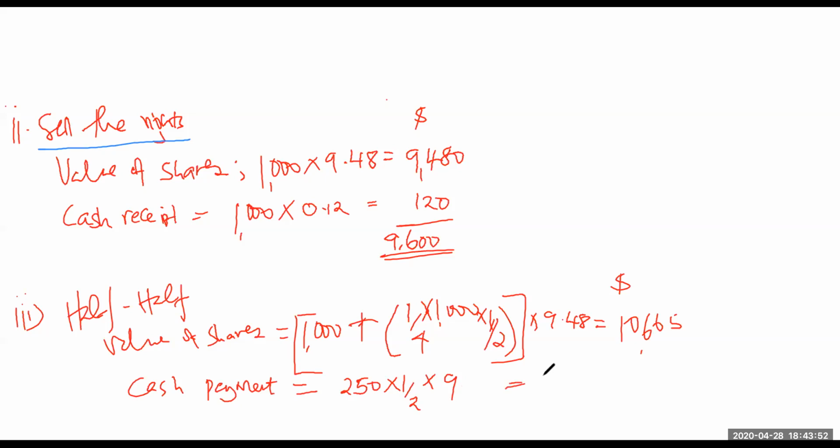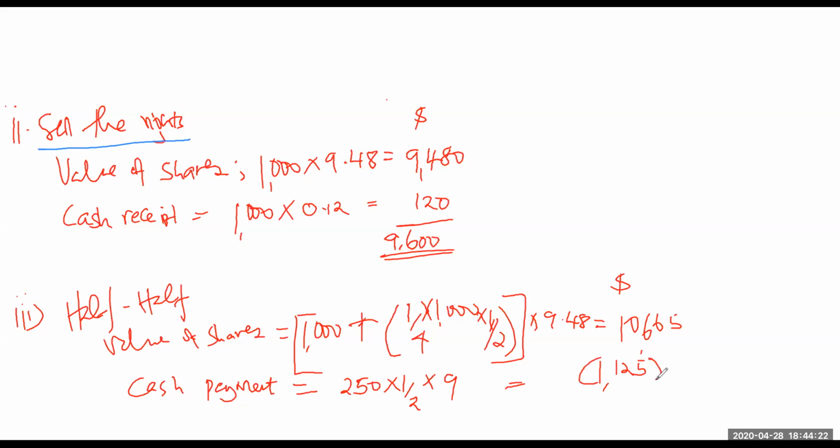So the total payment for the new shares that have been acquired: simply 125, we multiply by 9. From Mandela as well as from Mahir, we get 1,125. So don't forget you're paying. So this is a cash outflow, because you're paying.